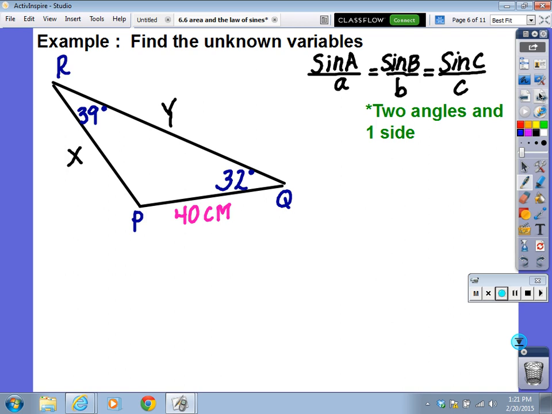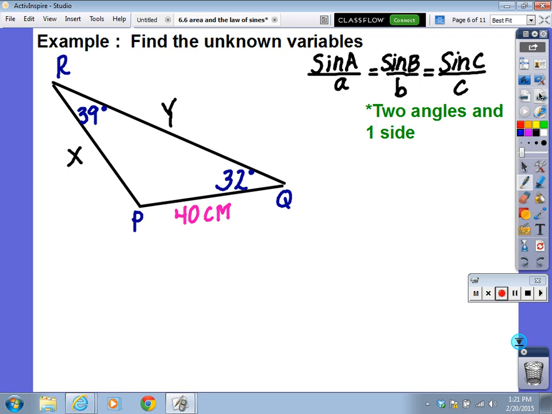Okay. So now looking at this. It says find the unknown variables. So you're trying to find x and y in this one. On the test you're just going to be given a triangle that looks like this. So now you would look at it and say, I'm given 2 angles and a side, right? 2 angles and a side. I'm going to use the law of sines. So now it's pretty simple for the most part.